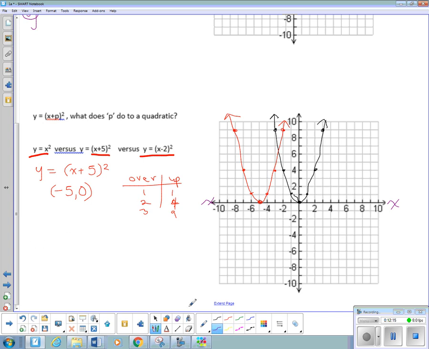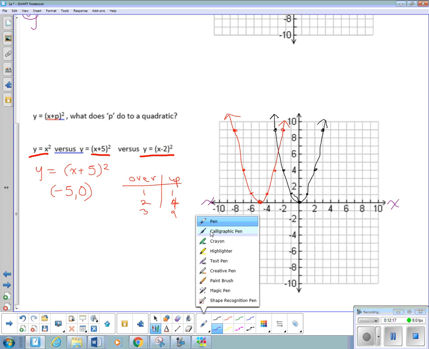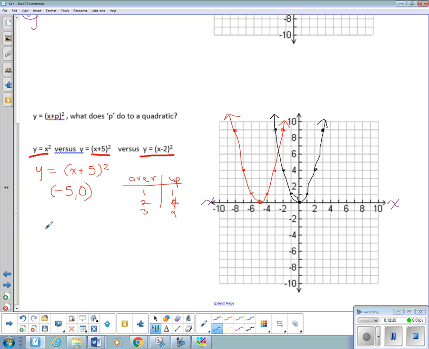So if I look at the last one, it says y equals bracket x minus 2 squared. Just like all the other ones, my vertex, okay, the x has been opened up. x is always giving me trouble, so it's not really -2, it's +2, and it's at 0. So I'm at 2, 0. Step pattern's the same, over 1, up 1, over 2, up 4, over 3, up 9.